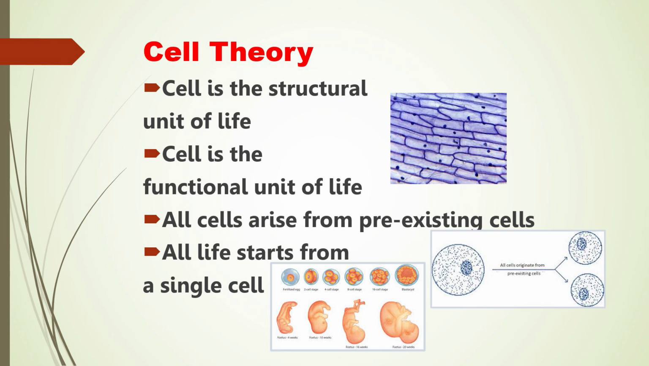Now, third important postulate is all the cells arise from the pre-existing cells. Now, I've shown a picture over here where you can easily see that one cell has divided into two daughter cells. So these two newly formed cells have actually arisen from the already existing cell in the body. So this one cell, which was already existing in the body, after completing its own lifespan, has divided into two cells. So this is how actually the division of cells will take place in an organism. The fourth postulate of the cell theory is all the life starts from a single cell.